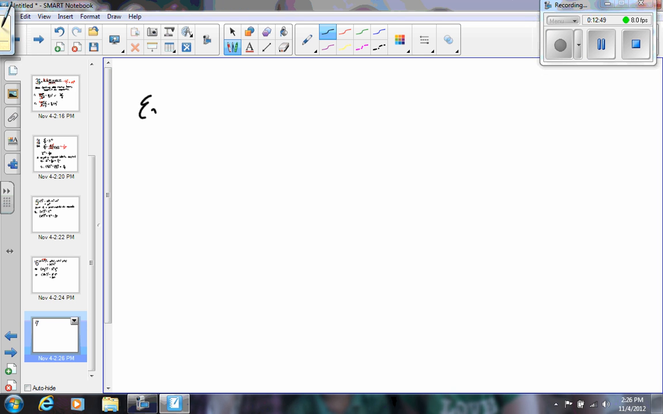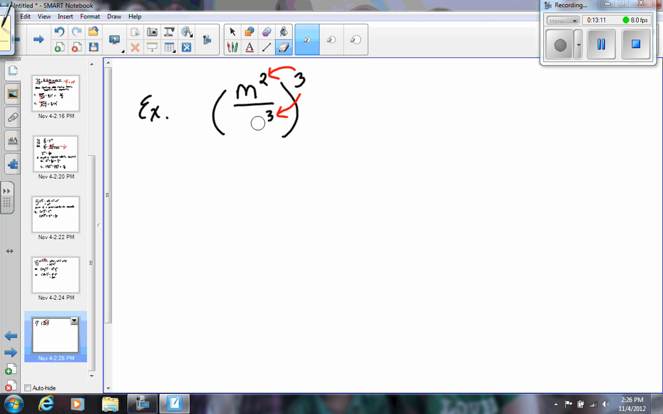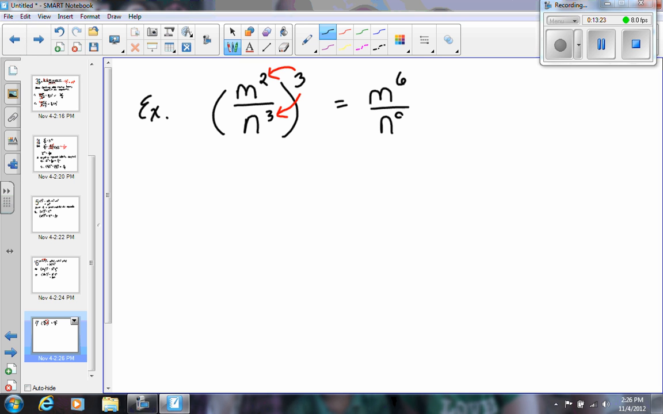And similarly, if you have a quotient instead of a product, and you have this raised to the 3rd, it's the same idea here. We're going to multiply the 3 times the 2, we're going to multiply the 3 times the 3. Actually, I intended this to be an n, so let me change that. So we end up with m to the 6th power divided by n to the 9th power.